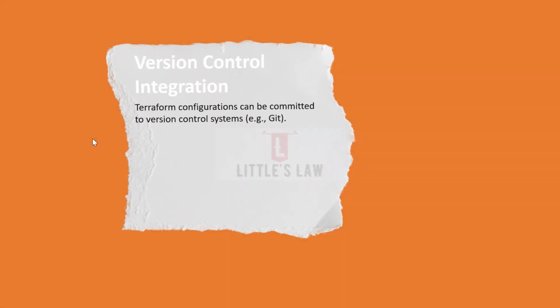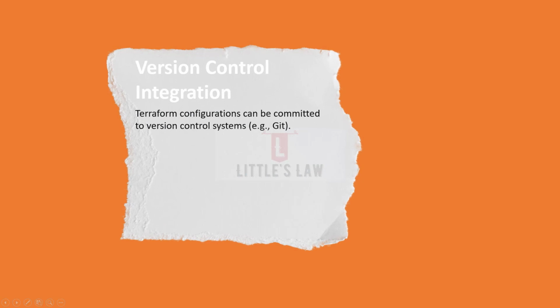Next comes version control integration. Terraform configurations can be committed to version control systems. For example, if you're using Git, they can be very easily committed to it. This allows teams to collaborate on infrastructure changes, track modifications, and revert to previous states if needed. These are some of the key points of using Terraform.